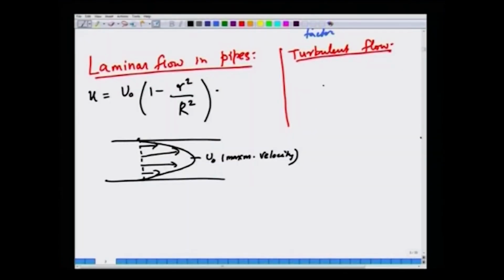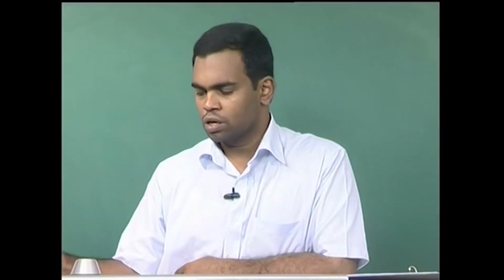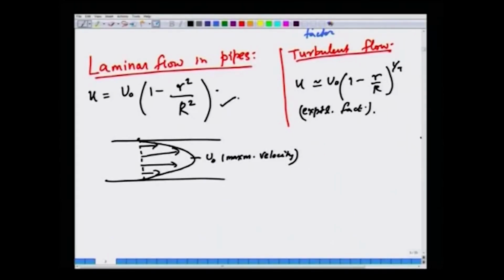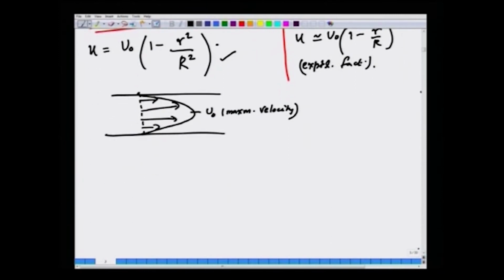While for turbulent flows, the velocity profile looks very different. So, u is approximately 1 minus r by R to the power 1/7. This is an experimental fact, we cannot derive this rigorously from first principles. So, this we will take as an experimental fact. Although right now we take it as an experimental fact, this will be derived later in the course when we do differential balances.